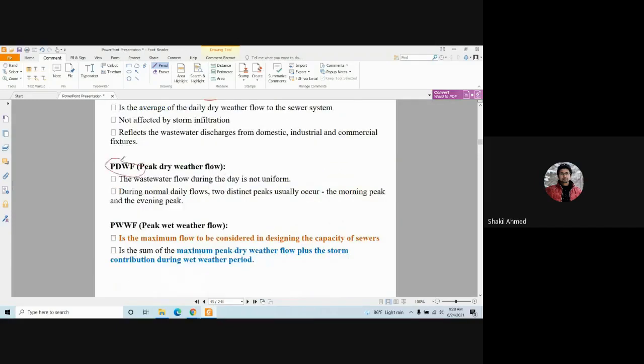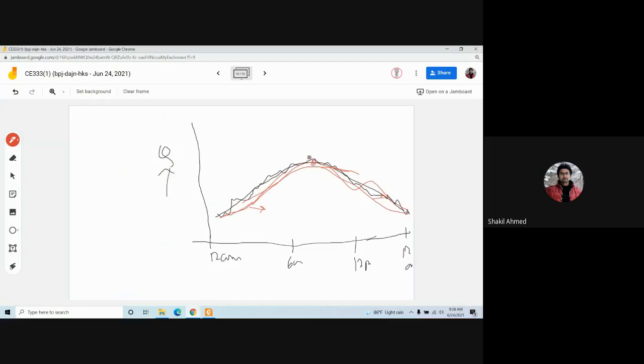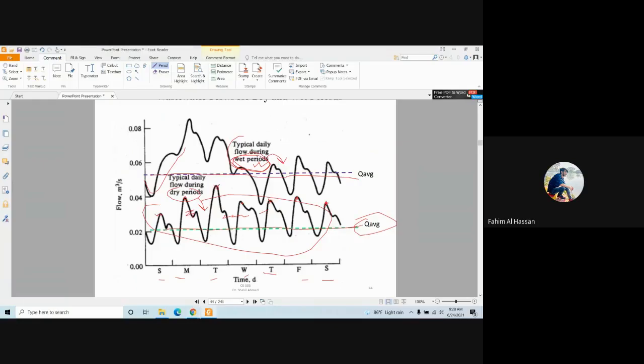Peak dry weather flow. What is peak dry weather flow? In a particular day, these are the peaks. Peak, peak, peak, peak, peak, peak, and peak. In this figure, where is the peak? Here is the peak. Clear? Yes, sir. Among these peaks, this is the highest peak.